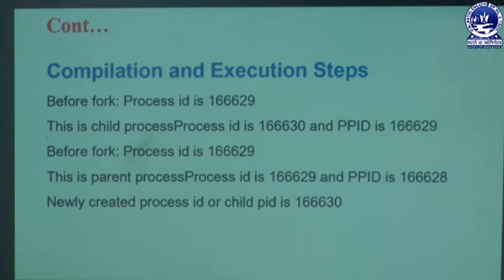Next we are learning how to compile that program in our system. Here the compilation and execution steps are written. Before the fork method, the process ID is 16629. This is the child process ID, written as 16630, and here the PPID is 16629. Before the fork method, the process ID is written as 16629.